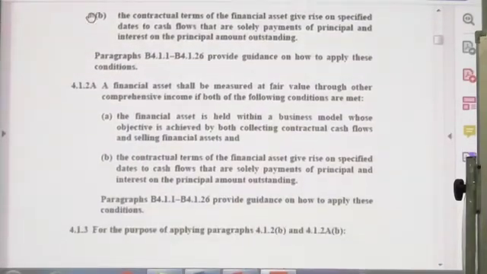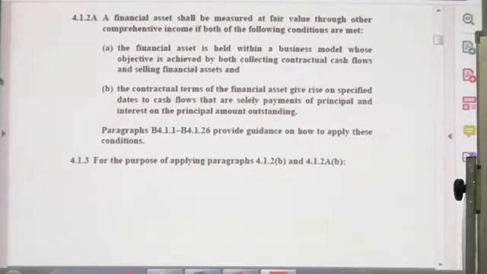Then 412A. A financial asset shall be measured at fair value through other comprehensive income if, see the debt instruments. A debt instrument will be measured at fair value through OCI when SPPI is satisfied and hold to collect and sell is satisfied. Here, achieve both collecting contractual cash flows and selling the financial asset. Hold to collect and sell, and solely payment of principal and interest.